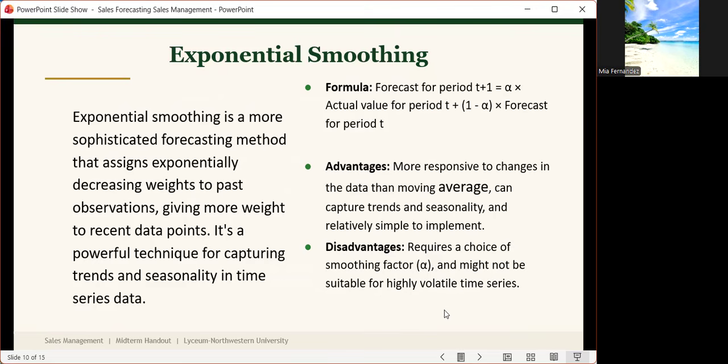What's volatile? It's changing. It's unpredictable. When you say volatile, the data is unpredictable. It's fluctuating up and down. So you could not use exponential smoothing if the trend is fluctuating.